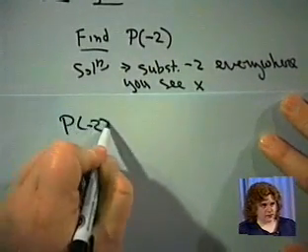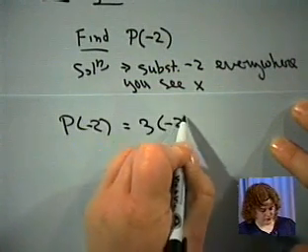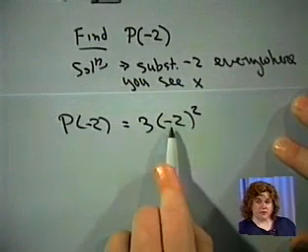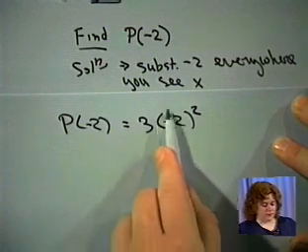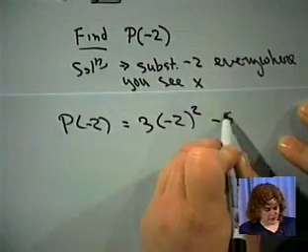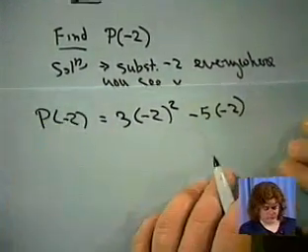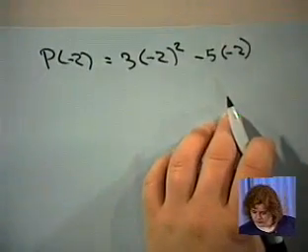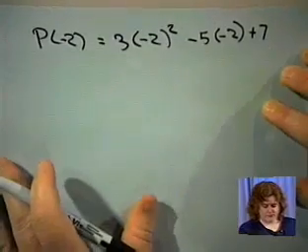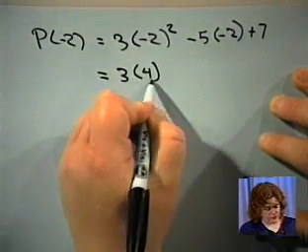P of negative 2 is going to be 3 times negative 2 squared. And mind your parentheses. It's important that you remember that the negative goes with the 2 so that it will be squared. Minus a 5 times a negative 2. Plus a 7. Well, negative 2 squared is going to be a positive 4.